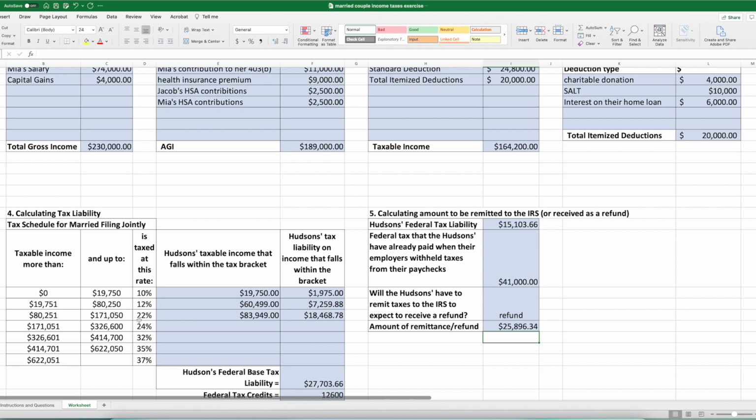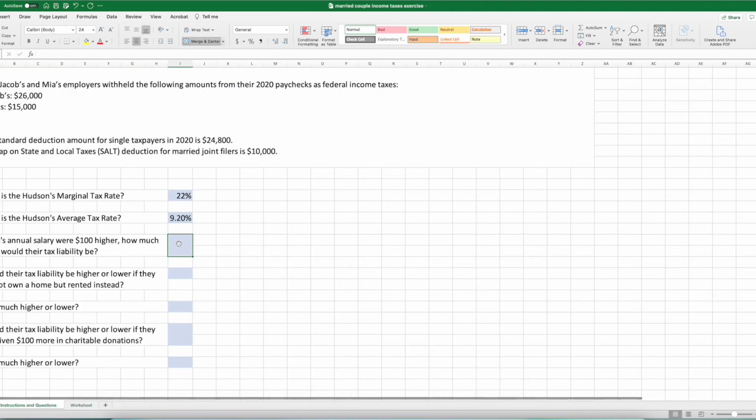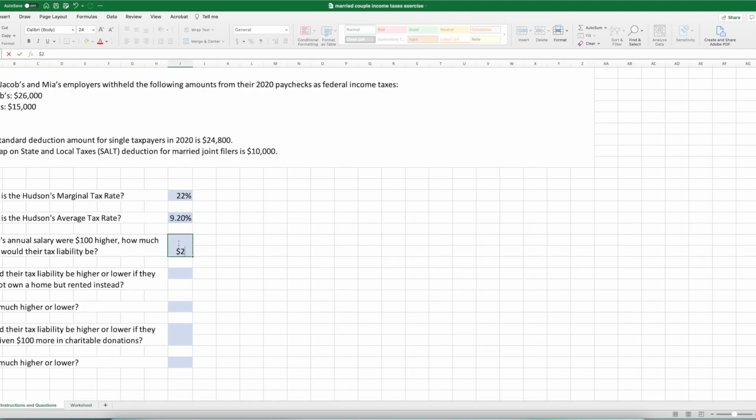So that additional $100 would be taxed at 22%. Okay, so how much more would they pay in taxes? Well, 22% of an additional $100 is $22. So their tax liability would have been $22 higher. And this is why we need to know our marginal tax rate, because it tells us, if we had additional taxable income, what percentage of that additional income we would pay in federal income taxes.